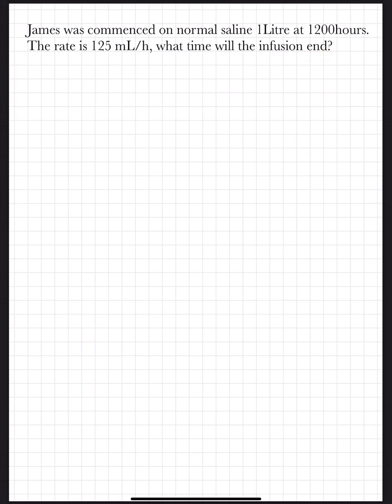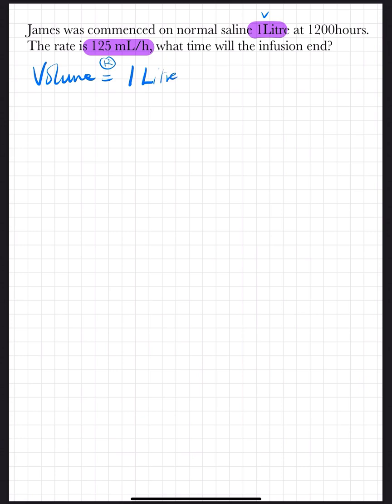There's a few things that we can highlight here. We got the volume, which is 1 liter. And then we got the rate, which is 125 mils an hour, and we don't know what time it will end. So what we could do, we know this one is our volume, and this is the rate. So what we could say is the volume that we need to infuse is 1 liter.